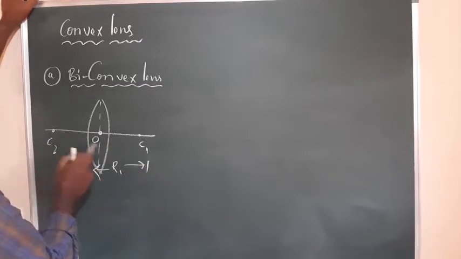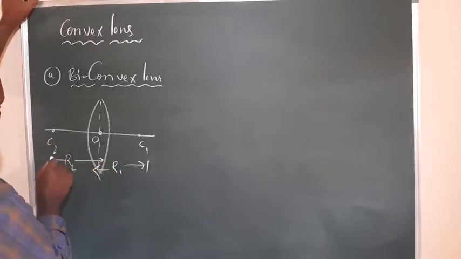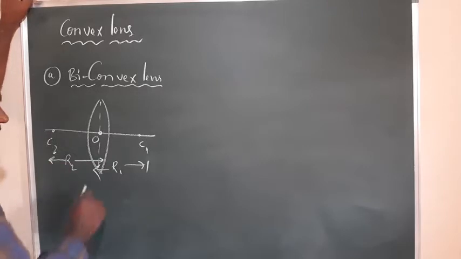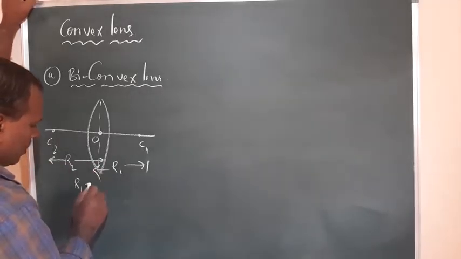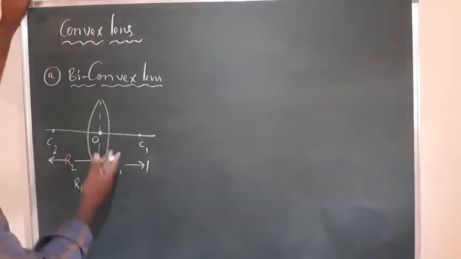And from here to here, this second curve, the radius of curvature is R2. These R1, R2 are different. They are not equal. So these R1, R2 are not equal. That is called biconvex.